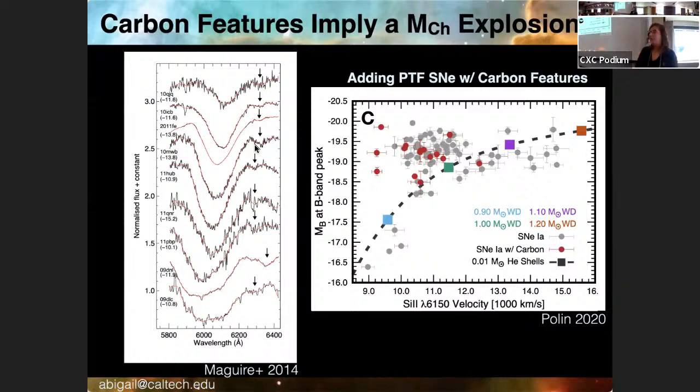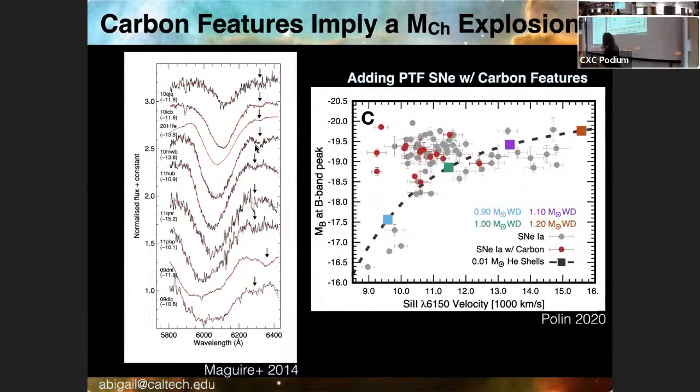But I want to have a falsifiable feature too. And so that can come from the Chandrasekhar feature. Detonations are very efficient at burning. We leave behind very little unburnt carbon in a double detonation specifically. So if you see a carbon feature, it probably implies a Chandrasekhar mass explosion.